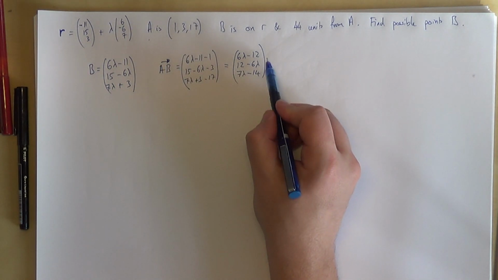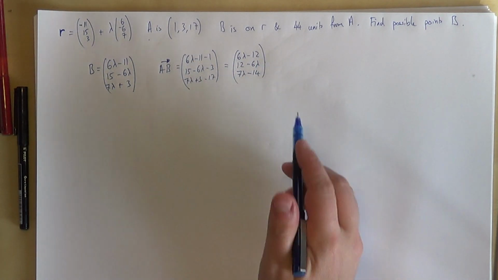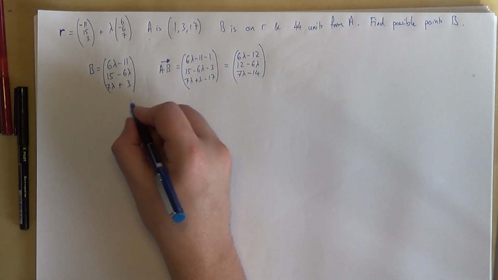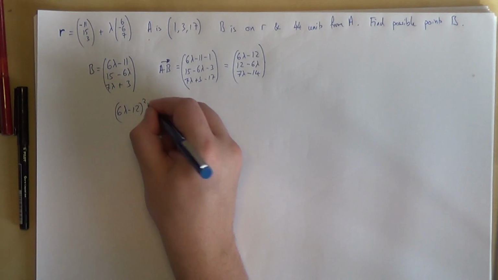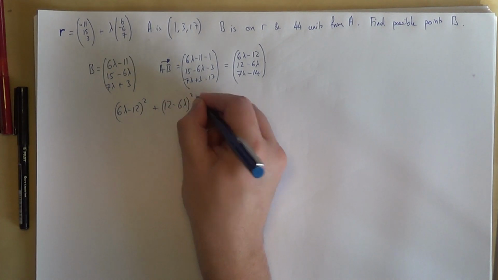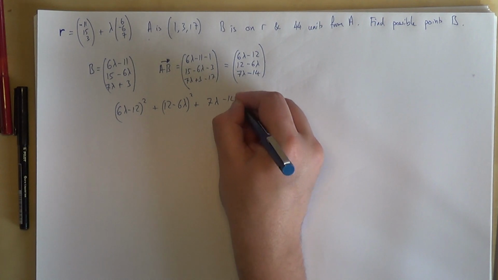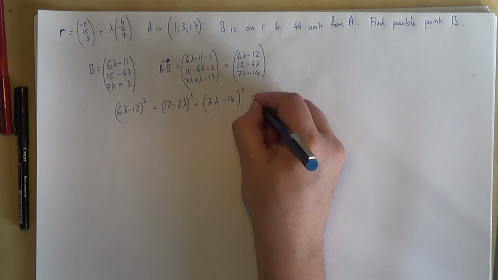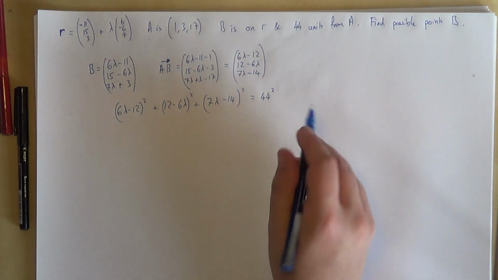So we know the size of this vector is 44. The size of a vector is just Pythagoras, although it's going to end up being horrible. So 6 lambda take 12 squared plus 12 take 6 lambda squared plus 7 lambda take 14 squared is 44 squared, because that's the distance we're given.